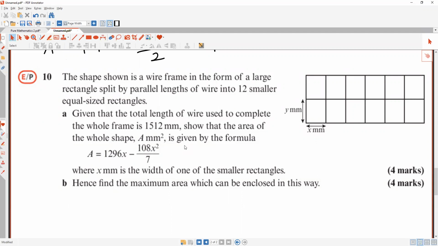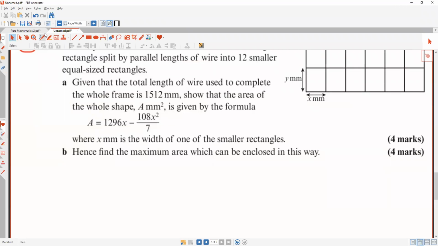They said the shape is shown as a wire frame in the form of a large rectangle split by parallel lengths of wire into 12 smaller equal size rectangles. Given that the total length of the wire used to complete the whole frame is 1512, show that the area of the shape is given by this formula. Let's go with the area first. Let's write the easy one.